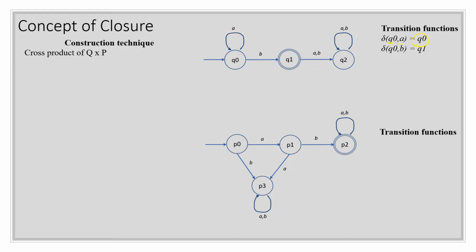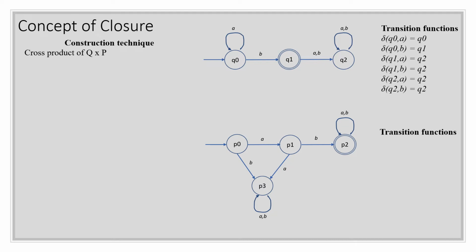So I don't need to have this all marked up. And if you're in Q1 with an A, you're going to go to Q2. If you're in Q1 with a B, you're going to go to Q2. Q2 with an A, you're going to stay in Q2. Q2 with a B, you're going to stay in Q2. So these are the transition functions for this DFA. This DFA accepts the language any number of A's followed by a B.